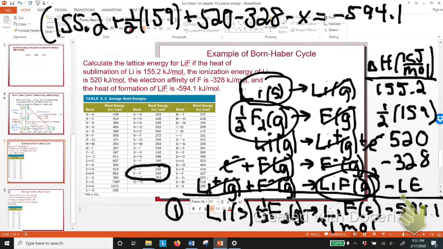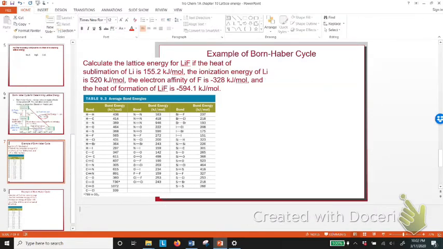Now make sure you include units. So we can't forget about units. So I'm going to put everything in parentheses. Basically the only thing I needed to do was to write kilojoules per mole and solve for X. When you solve for X, you end up getting 1019. And remember, it should be a positive number.